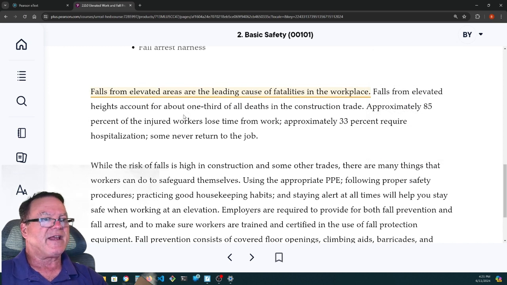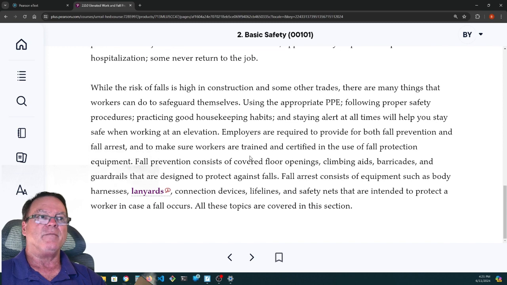Falls from elevated heights account for about a third of all deaths in the construction trade. Approximately 85% of the injured workers lose time from work. Approximately 33% require hospitalization. Some never return to the job.